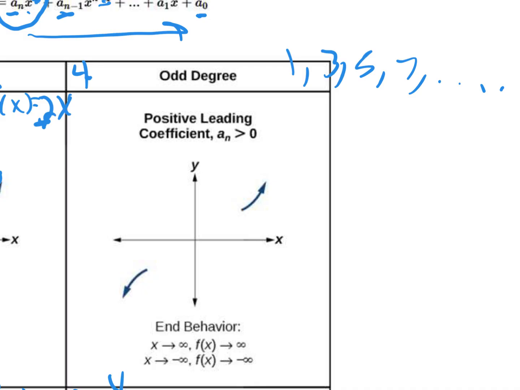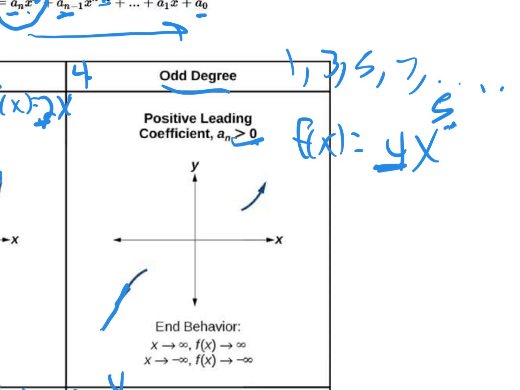How do I know? Well, I'm looking at this one. I'm going to write f of x is 4x to the 5th power. So it's an odd degree. Coefficient is positive. That means greater than 0. That means it has to start from the bottom and go up this way. And then it'll cross somewhere, and then it's going to still keep going up. So left goes down, right goes up.